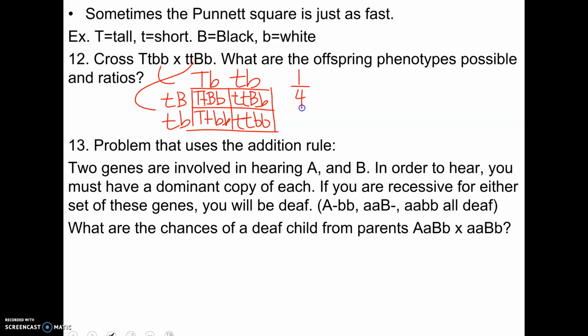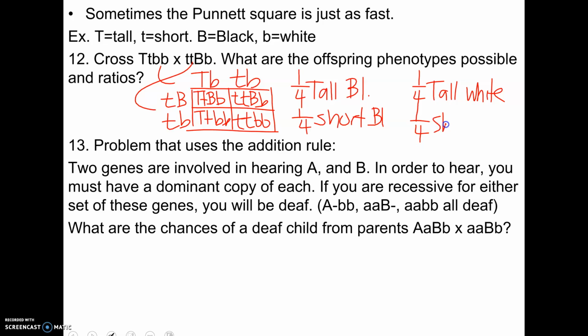So we get a 1/4 chance of tall black, a 1/4 chance of short black, a 1/4 chance of tall white, and a 1/4 chance of short white. If you do it with the product rule, you'd have to get the chance of tall and short, and then the chance of black and white, and then you'd have to multiply the individual chances together. You will get the same answer, but honestly, if you understand how to make the Punnett square, that one is actually faster if you just put it into a Punnett square.